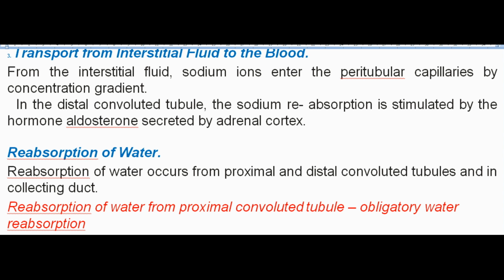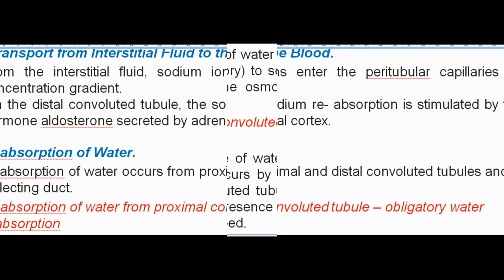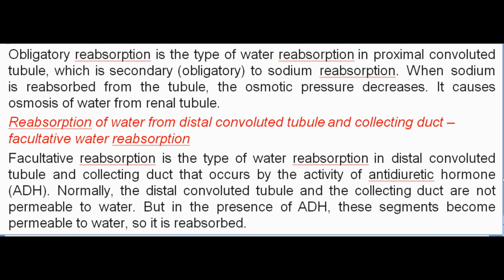Reabsorption of water. Reabsorption of water occurs from proximal and distal convoluted tubules and in collecting duct. Reabsorption of water from proximal convoluted tubule. Obligatory water reabsorption. Obligatory reabsorption is the type of water reabsorption in proximal convoluted tubule, which is secondary, obligatory, to sodium reabsorption. When sodium is reabsorbed from the tubule, the osmotic pressure decreases. It causes osmosis of water from renal tubule.